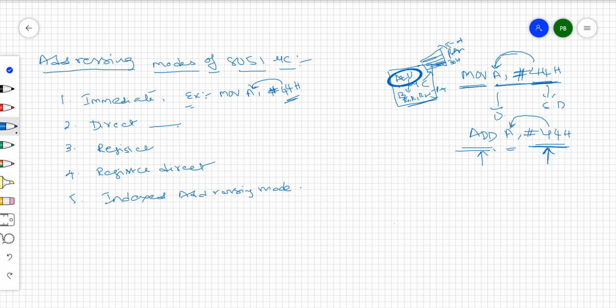If we see the direct addressing mode example here, MOV A, 55H, for example. What is the difference between these two instructions? Here the hash symbol is there, here the hash symbol is not there. If the hash symbol is not there, what does it mean? This is not data. This is the address location. I am explaining the same example here: MOV A, 55H. Then what will happen? 55 will not move to the accumulator. This is the RAM location.